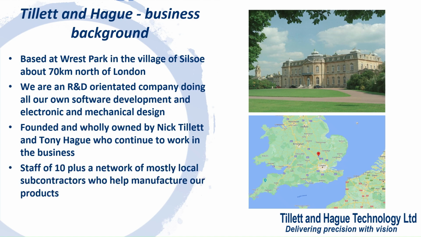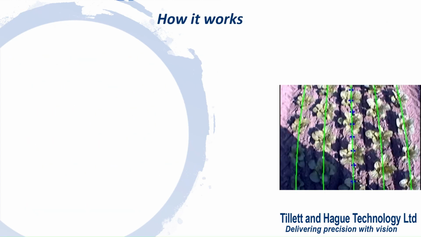We are assisted by a network of subcontractors who manufacture our circuit boards and machine our casings, amongst many other tasks. However, for quality control reasons, we do all our final assembly and testing in-house. We will now explain the basics of how our inter-row vision guidance systems work.